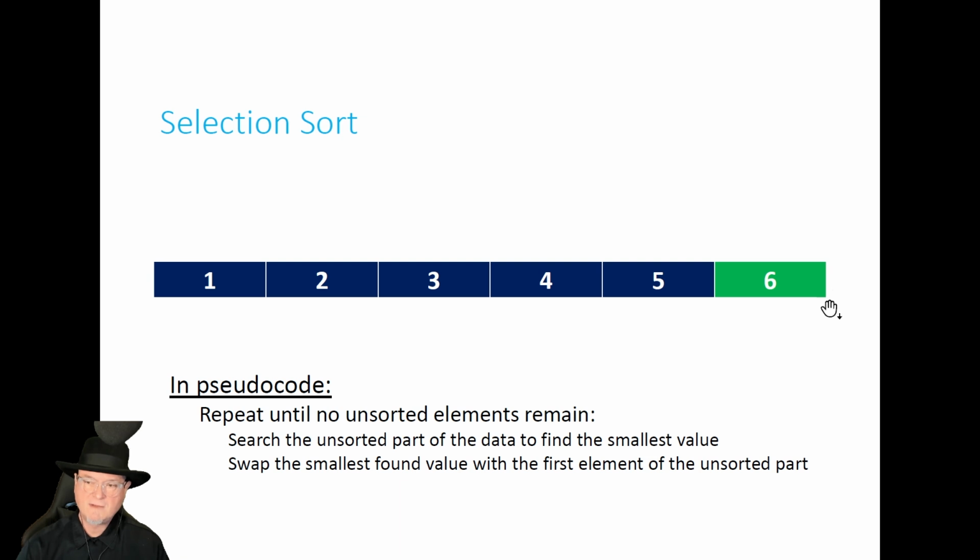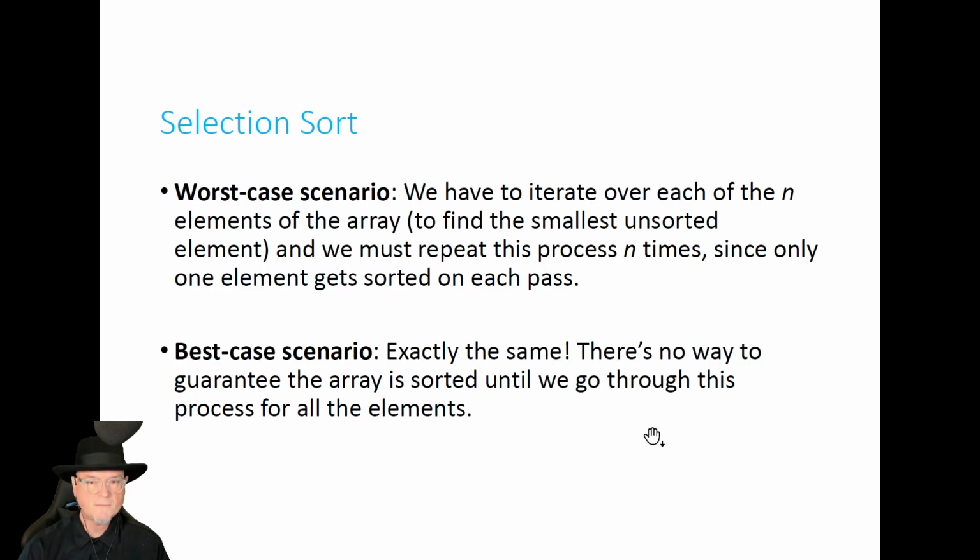And now when we end up at 6, it's the last one, and so there are no unsorted elements that remain. Now, the worst case scenario is we have to iterate over each of the n elements of the array, and we repeat it n times. And this is because only one element gets sorted on each pass.